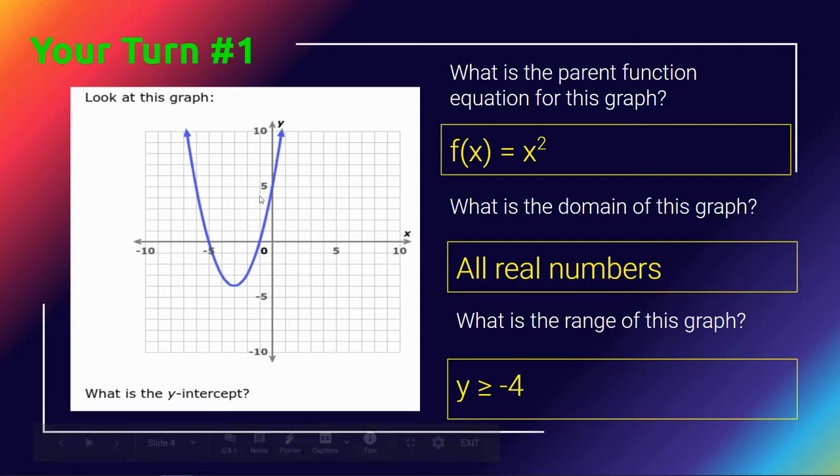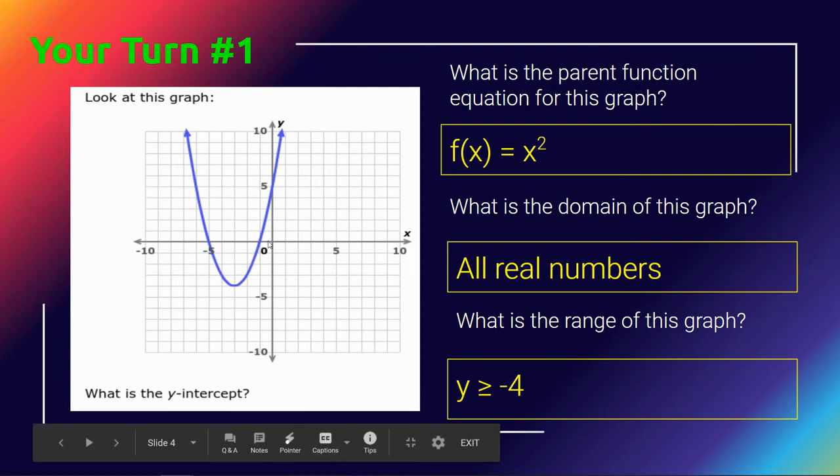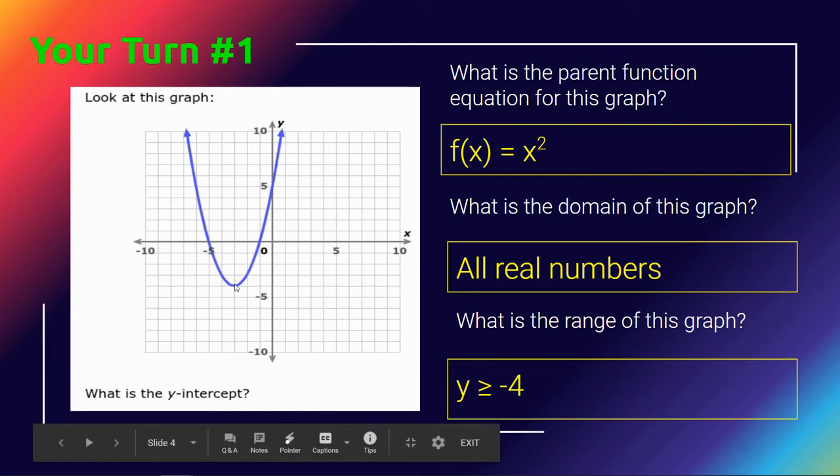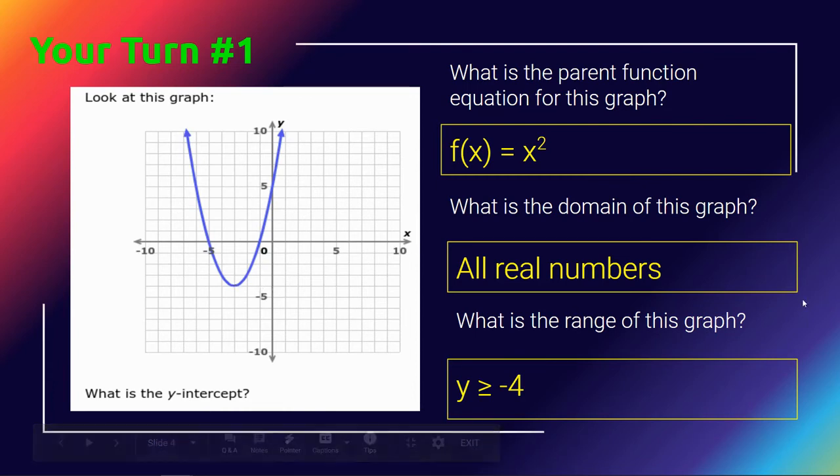How do we know? Well, it changed. Even though it moved left to right, the domain won't change because it was all real numbers. But when it moved down, that changed my range from y is greater than or equal to 0 to y is greater than or equal to, first place I can touch it, y is -4.